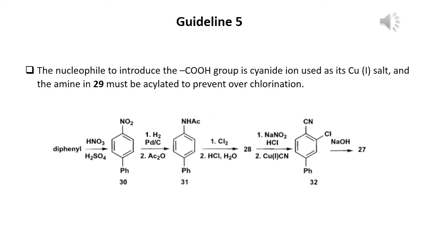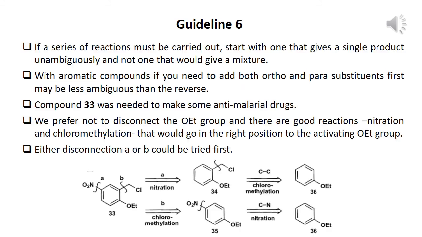Now from 32 we can get 27. How can we get 27? We just do hydrolysis. Hydrolysis of cyanide compounds can give us carboxylic acids. So we can get 27, where the cyano group is converted into the carboxylic acid by simple hydrolysis.